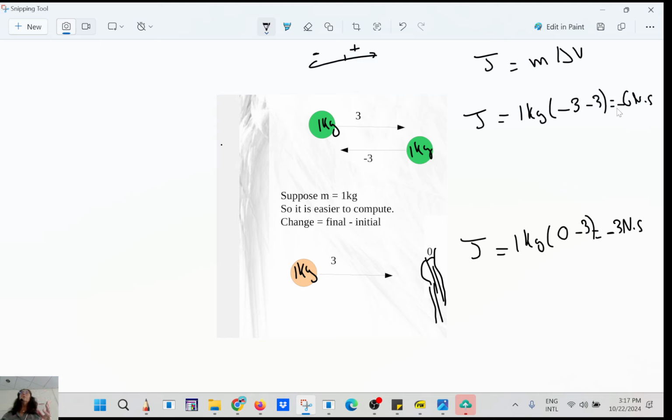You can do a demo, like someone can sit on a rolling chair, right? And someone sends that person on the rolling chair to you. You're going to feel it's harder to stop and throw back than just to stop it. It always takes more force to make something bounce than to make something stop.